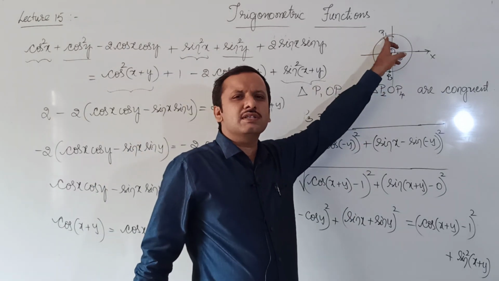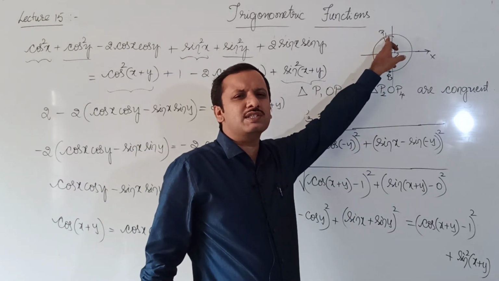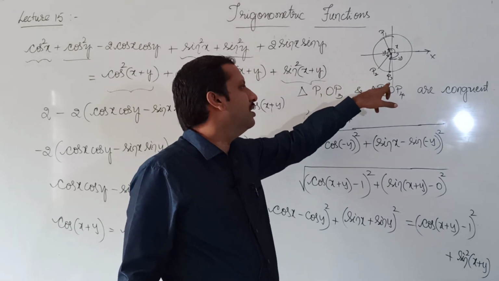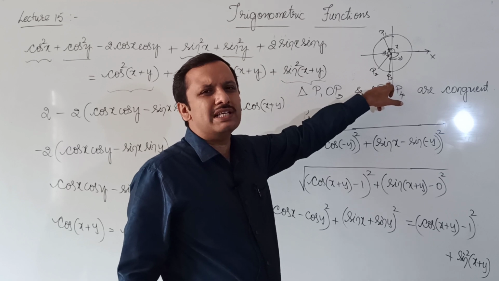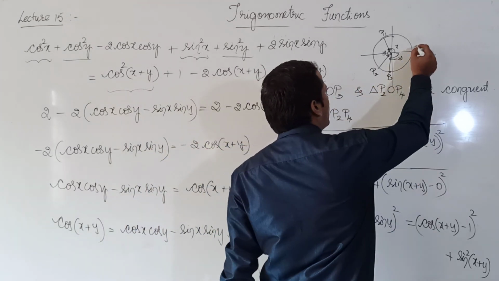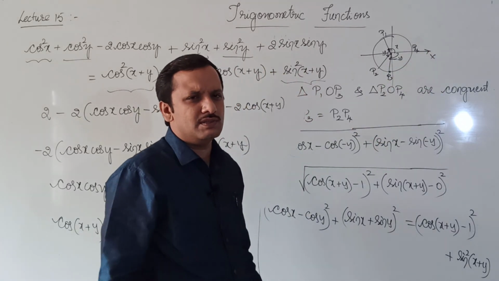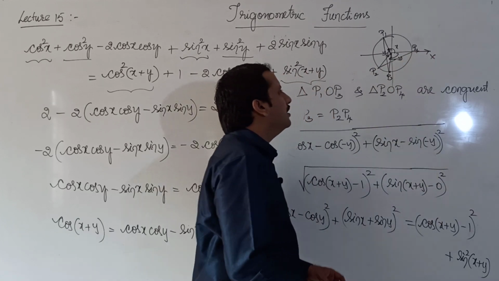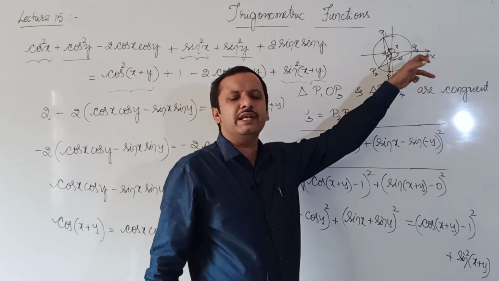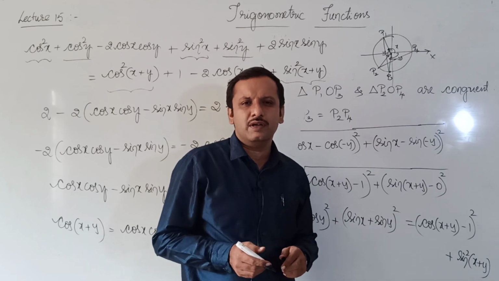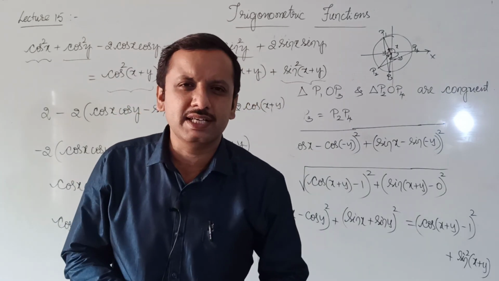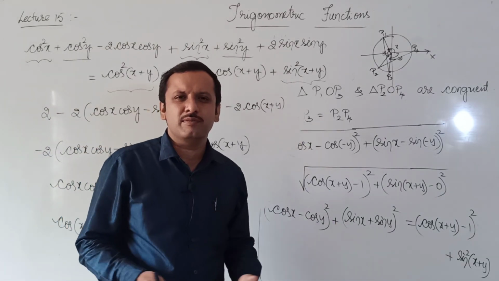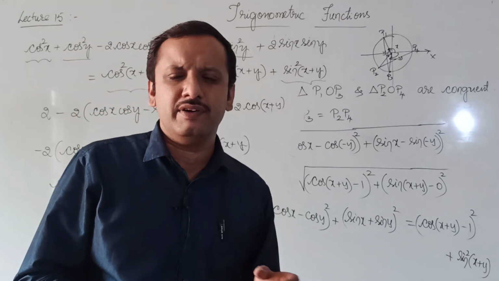Then the coordinates of P1 are (cos x, sin x), coordinates of P2 are (cos(x+y), sin(x+y)), coordinates of P3 are (cos(−y), sin(−y)), and coordinates of P4 are (1, 0). Then join P1 P3 and join P2 P4. These two triangles P1 O P3 and P2 O P4 are congruent. If they are congruent, then the corresponding sides must be equal. P1 P3 must be equal to P2 P4. Use the distance formula, simplify, you will get the answer. That's it, a definite question.